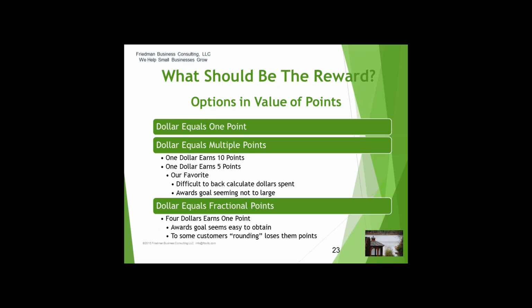The other one I like, and I've had a few customers use it, is fractional points. For example, you spend $4, you get 1 point. Now you have to decide if you use truncation on there. So if you spend $6, do you get 1 point or 2 points? You can make those decisions. But the goal when you use fractional points is so low.